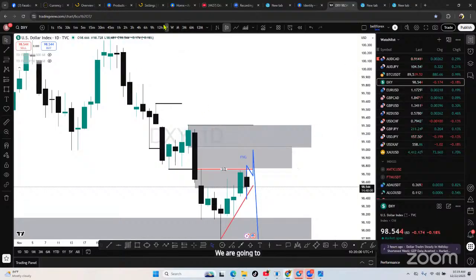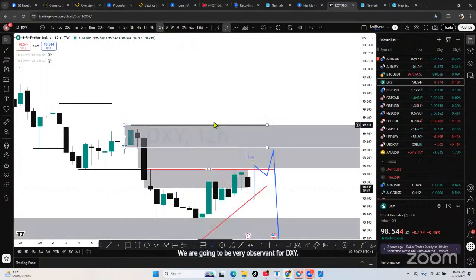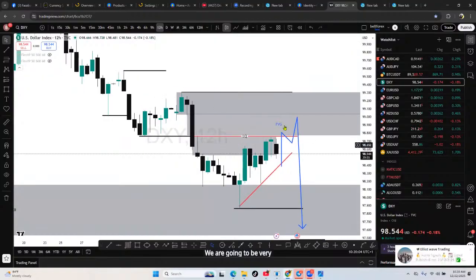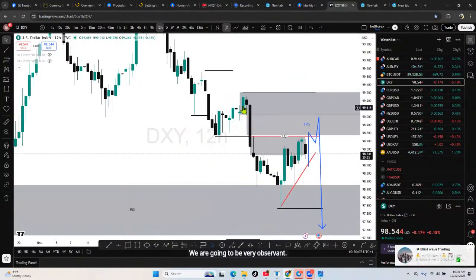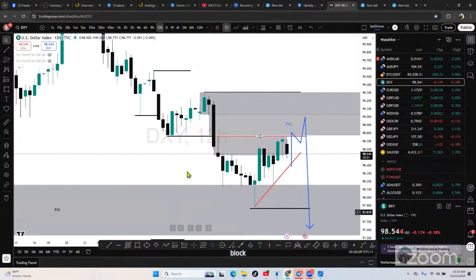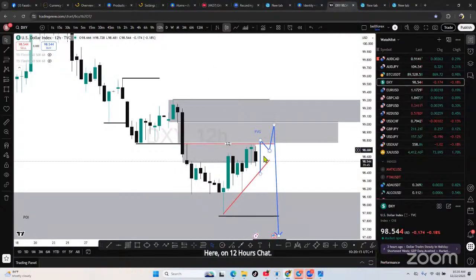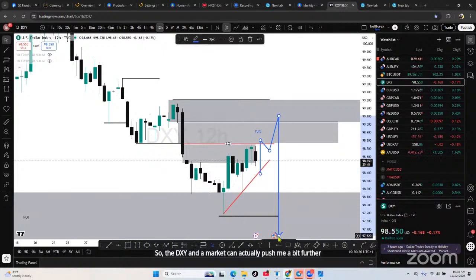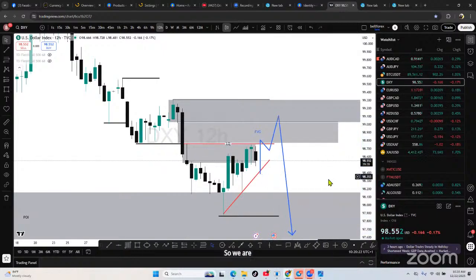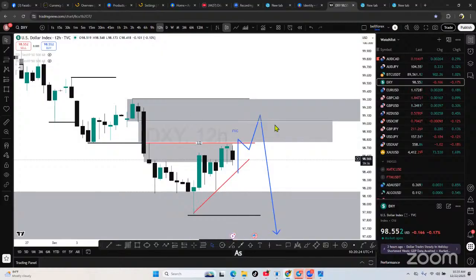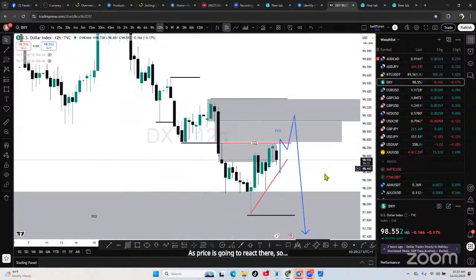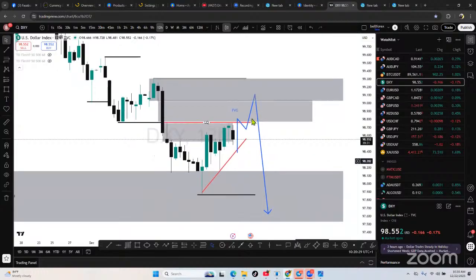We are going to be very observant for DXY. Guys, we might have to go to this block here. There's more of a breaker block here on the 12 hour chart. So the DXY can actually push maybe further slightly. We are going to check that as price is going to react there. It will be very, very important that you keep this particular update.